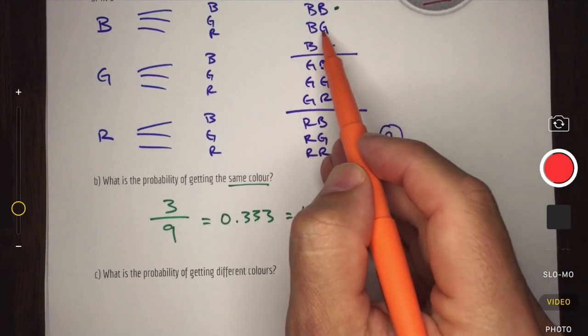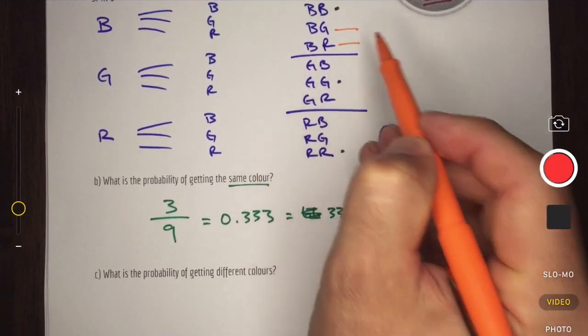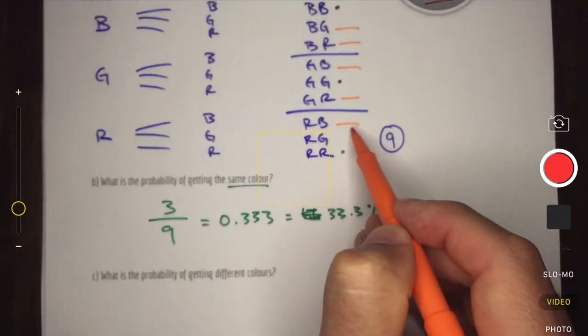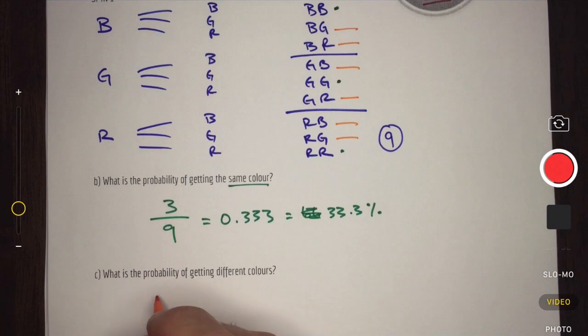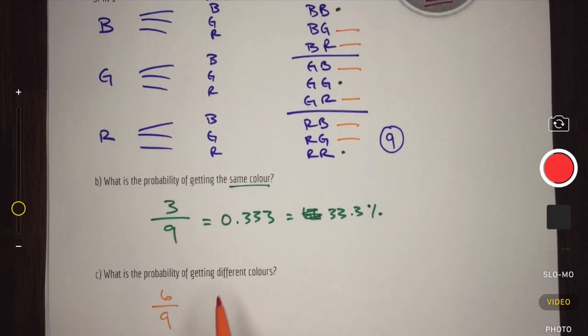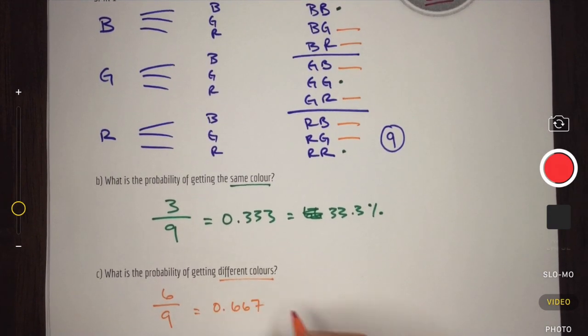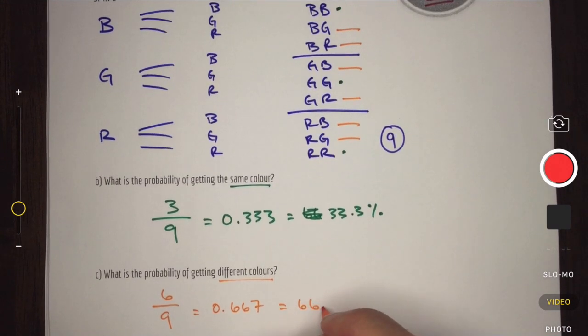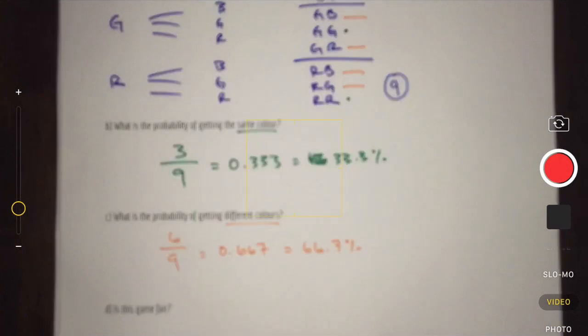When I take a look at part C, where it says, what is the probability of getting different colors? What I have to look for are letters in my possible outcomes column that are different. So I've got that one, that one, that one, that one, that one, that one. So when I count up my orange ticks or my orange lines, I can see that I have 6 out of 9, which are going to get me different colors, which is going to be a decimal rounded of 0.667, which is going to give me 66.7%.